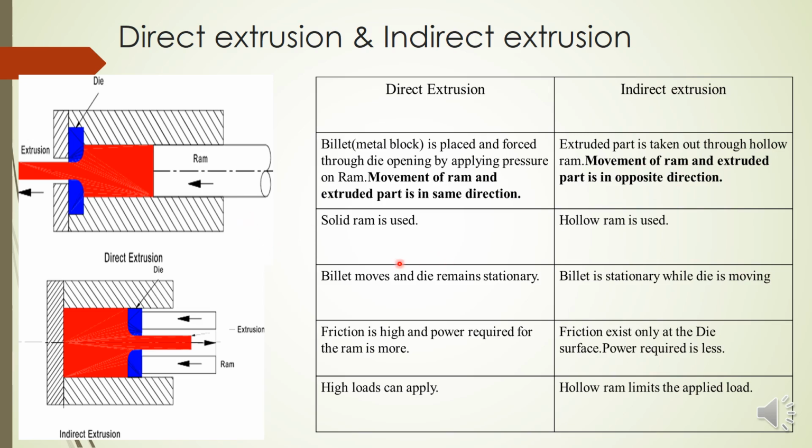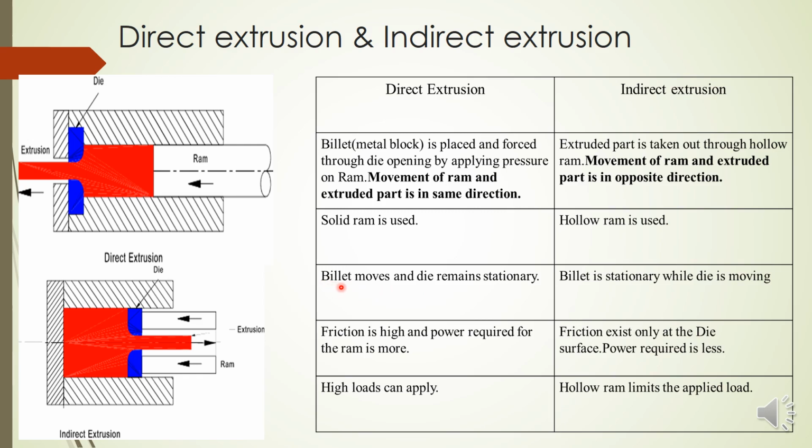Then another difference, in direct extrusion we are using a solid ram. So you can see here the ram is a solid cylinder. But what about here in indirect extrusion? It is a hollow ram, because the extruded part has to come through the hole of this ram. So it should come through the central hole of this ram. So it should be hollow. That is the second difference.